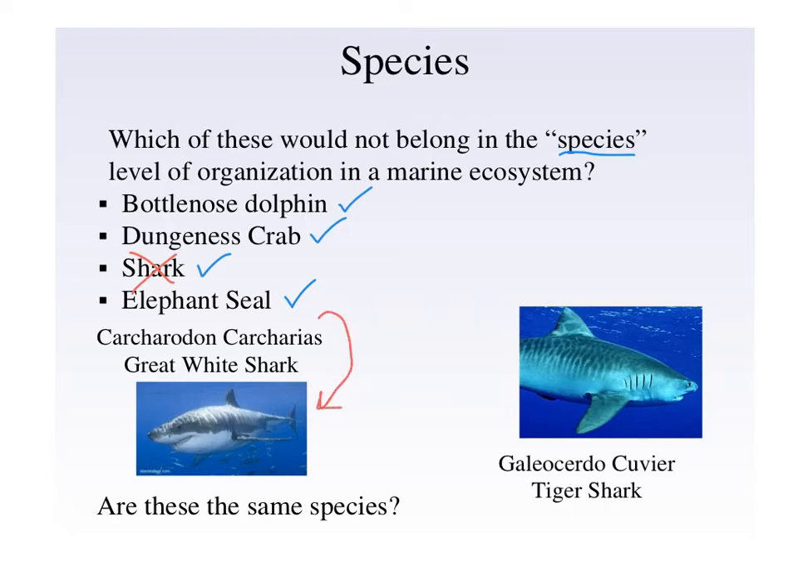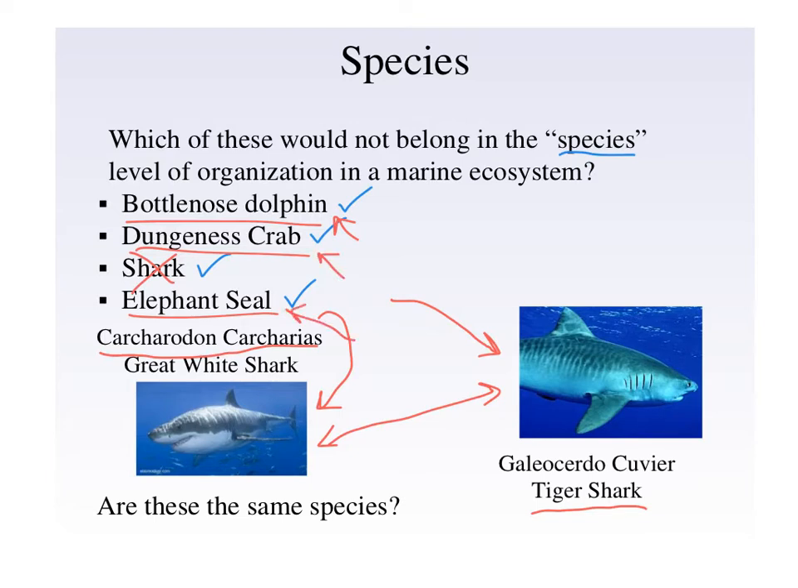Like this guy right here. That's the great white shark, or Carcharodon carcharias. That is a specific species of shark. You also have this other guy over here. That's a tiger shark. They're both sharks, but they're different species of shark. So these two guys do not mate and have baby sharks because they're different species of shark. The rest of these, elephant seal, Dungeness crab, bottlenose dolphin, those are specific species of dolphin, specific species of crab, and a specific species of seals.